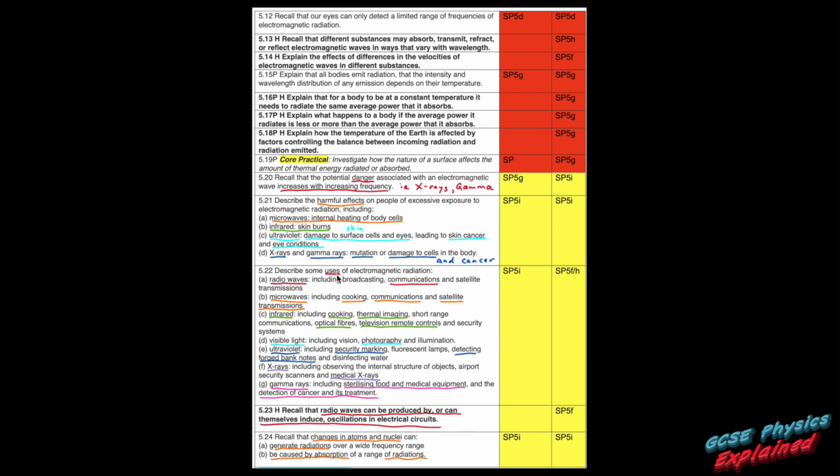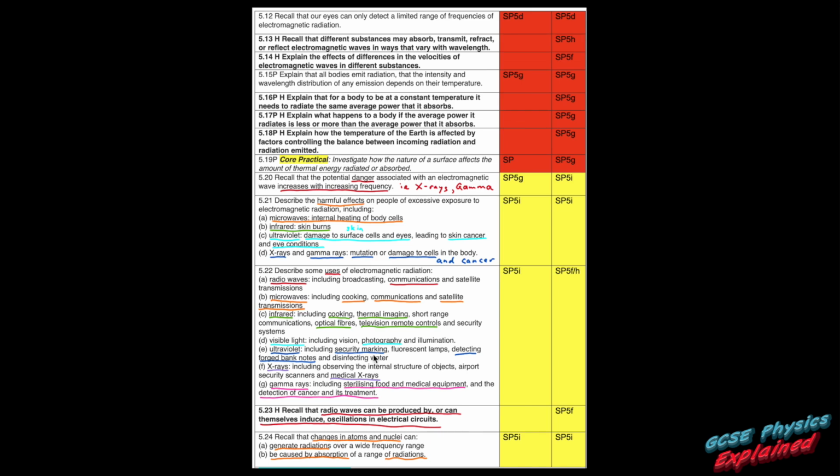You've got to be able to describe some uses of electromagnetic radiation. Radio waves are used for communications. Microwaves are used for communications and cooking, and communicating specifically with satellites. Infrared is for cooking and for thermal imaging, infrared goggles, television remote controls and optical fibres. There's plenty of examples there. Visible light, an example is photography or watching the telly screen.